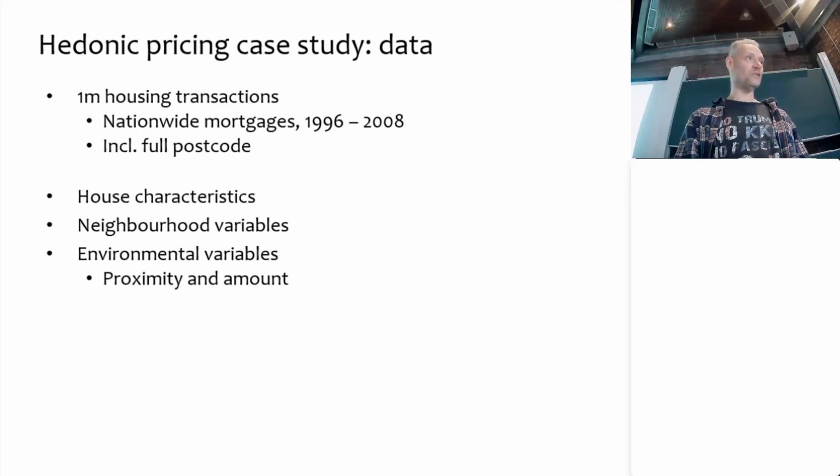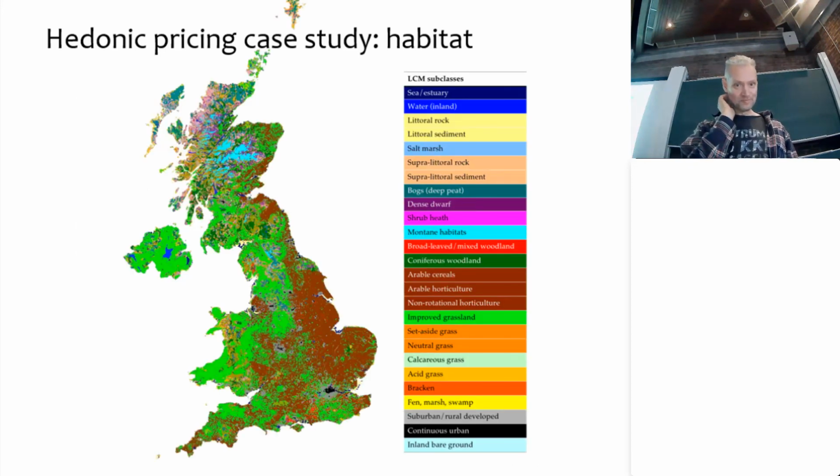So that is the data that they used from 1996 to 2008. So the house characteristics, neighborhood characteristics, and environmental variables. And what they were particularly interested in was the value of habitat.